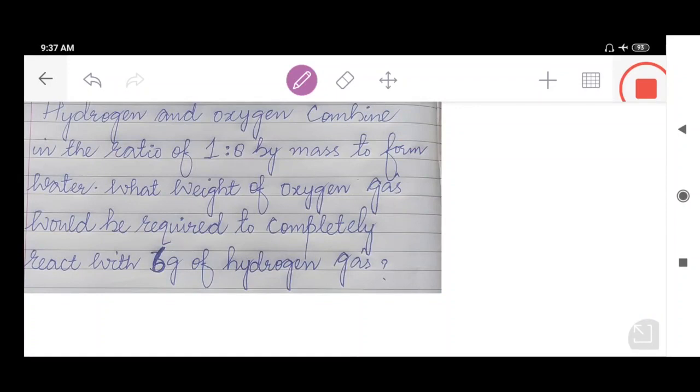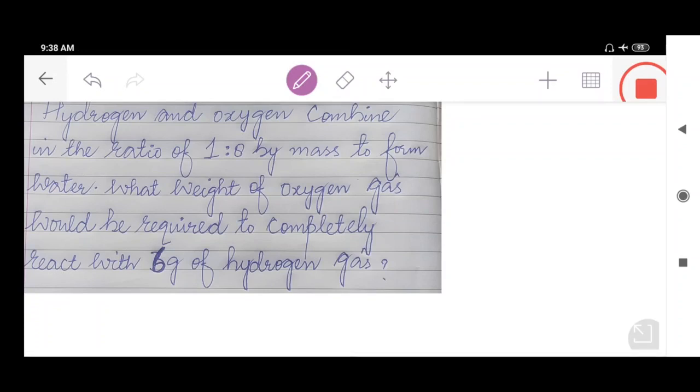Last time we were talking about the law of conservation of mass. Then we discussed the law of definite proportions. During the last video lecture, we studied a numerical regarding the law of conservation of mass. Let's discuss some more numericals to make you understand what these laws of chemical combinations actually are. We have discussed two important laws, the law of conservation of mass and the law of definite proportions, also called the law of constant composition.